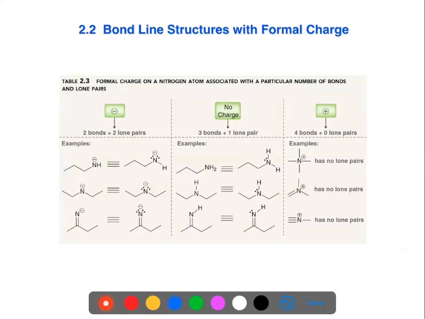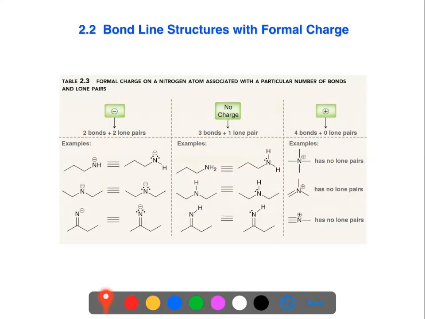So in table 2.3, here are some examples of nitrogen carrying either a formal charge of -1, no charge, or a formal charge of +1. So for nitrogen, when it carries a formal charge of -1, that implies that there are 2 bonds to that nitrogen and 2 lone pairs. If there are 3 bonds and 1 lone pair, that is the neutral state, as shown here. Again, the bond line structure is shown to the left. And if we have 4 bonds to a nitrogen center, there'll be no lone pairs associated with that nitrogen center. And so therefore, the formal charge will be +1.